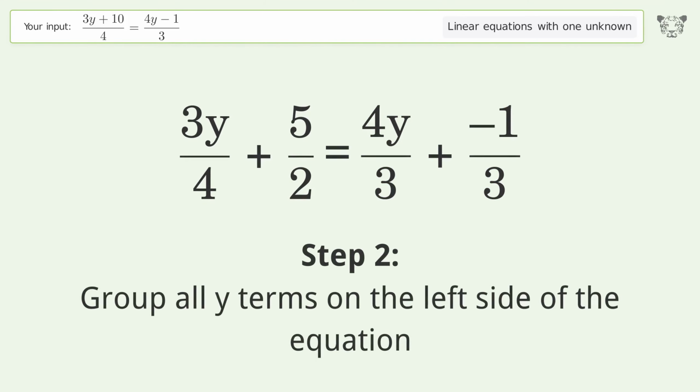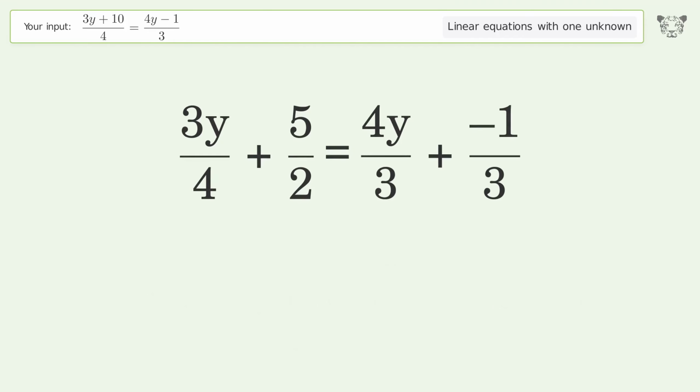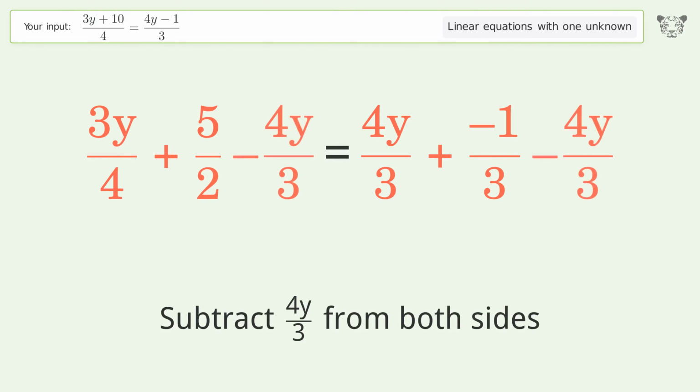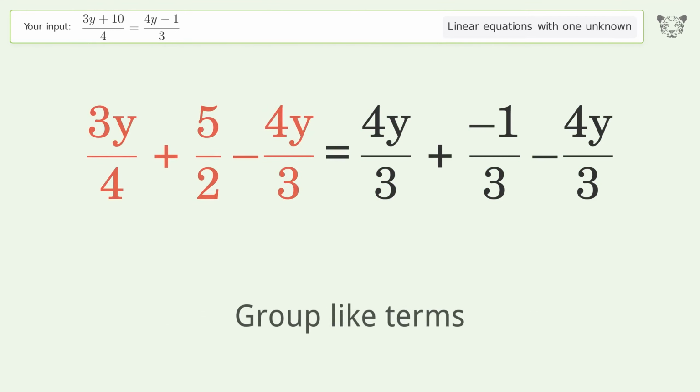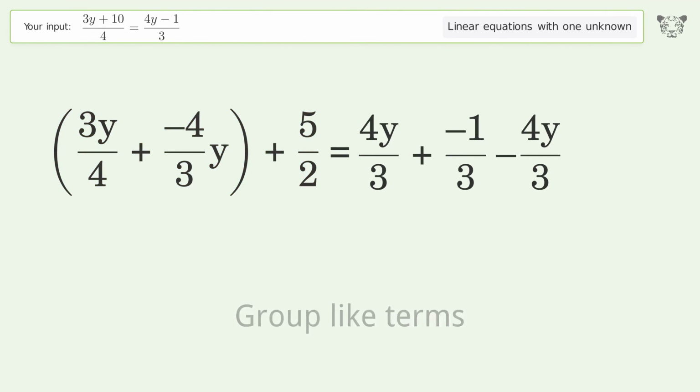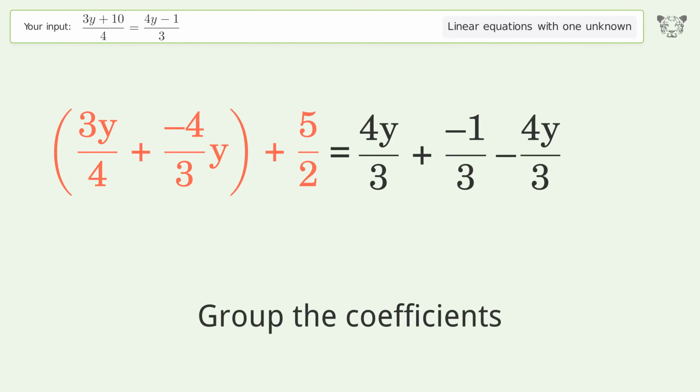Group all y terms on the left side of the equation. Subtract 4y/3 from both sides. Group like terms. Group the coefficients.